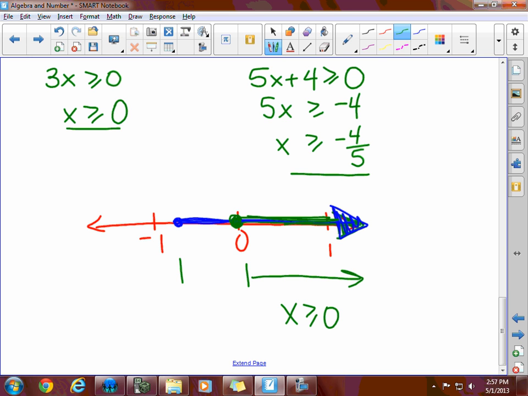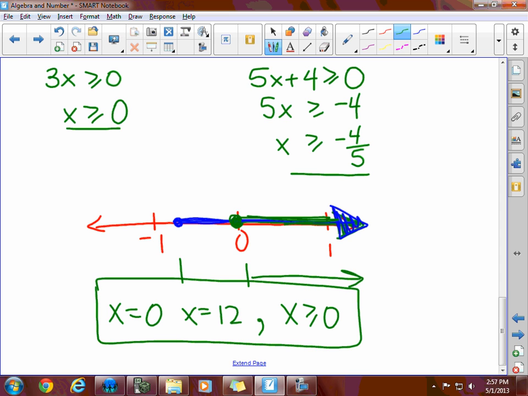So my solutions to this question are x equals 0, x equals 12, with the restriction that x has to be greater than or equal to 0.